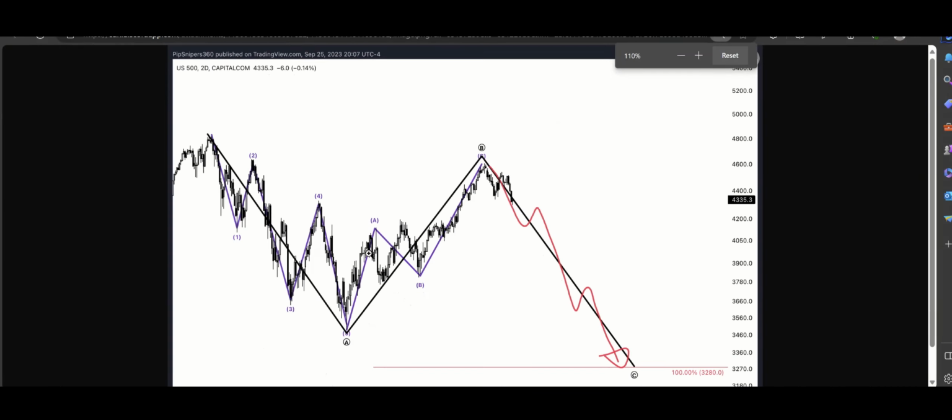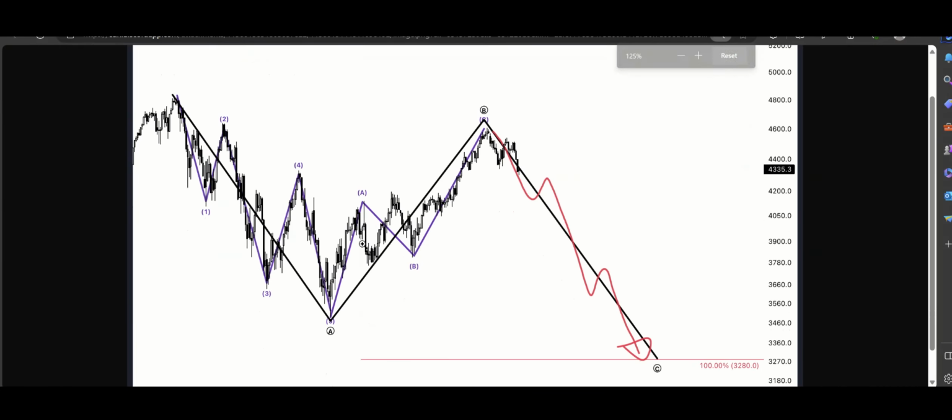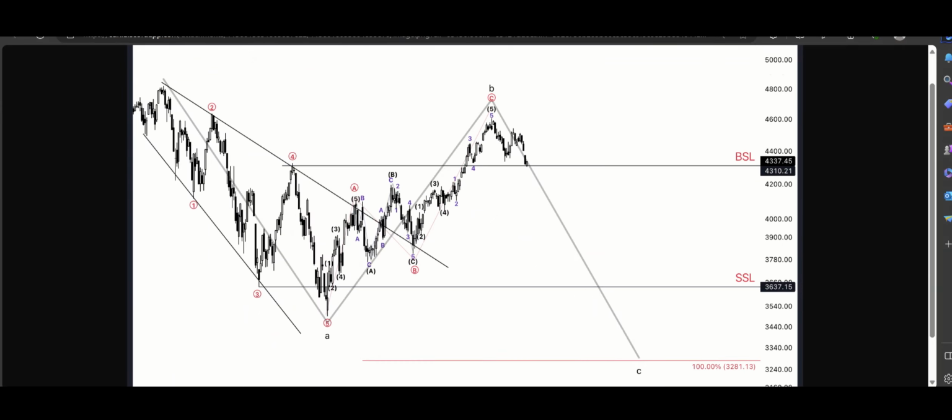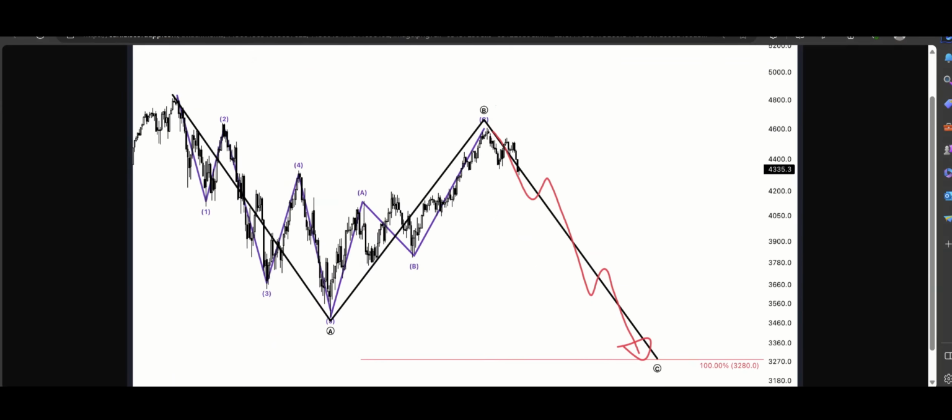Okay, so this is another perspective on the wave count. It's just a little bit more clear than this one, just to give you a better visual representation of what I'm seeing. So 5 waves down in a broadening wedge formation, your 3 waves up, and then another 5 waves down, okay, to hit your 100% fib, and then we start our uptrend.